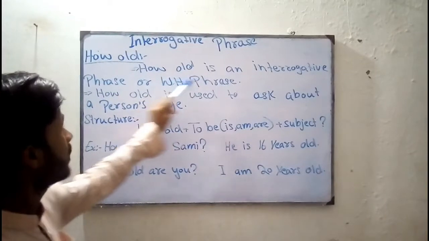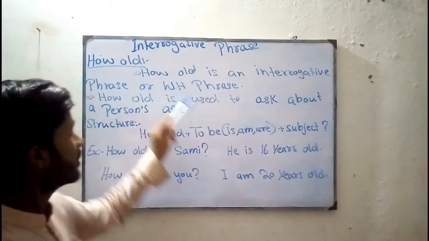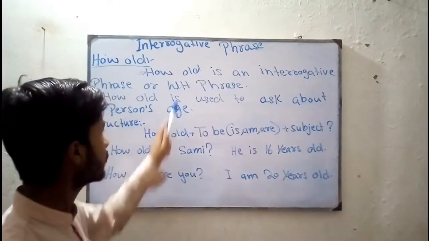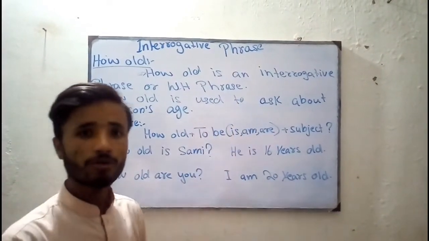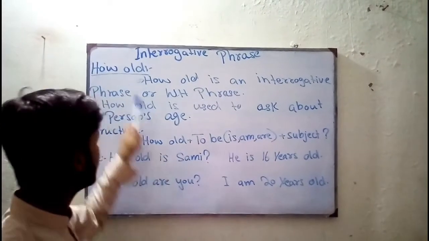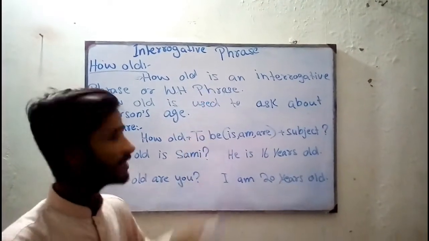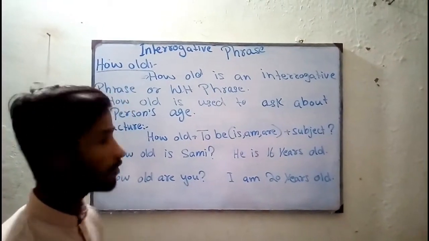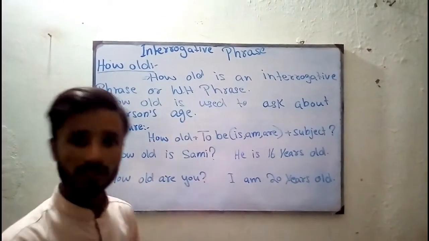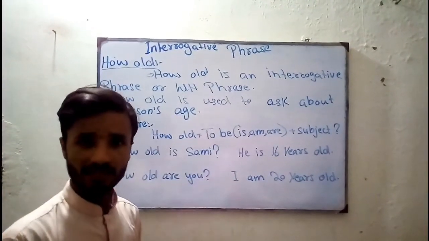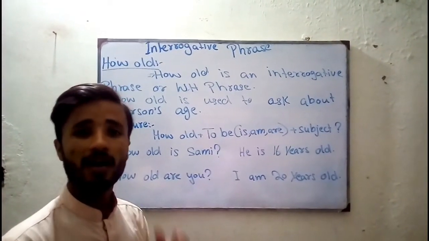See, "how old" is an interrogative phrase or WH phrase. Why do we call it an interrogative phrase or WH phrase? Because we can make a question with it, right? Interrogative means question. So whenever we want to make a question, then we have to go for an interrogative phrase or WH phrase. Is this clear?